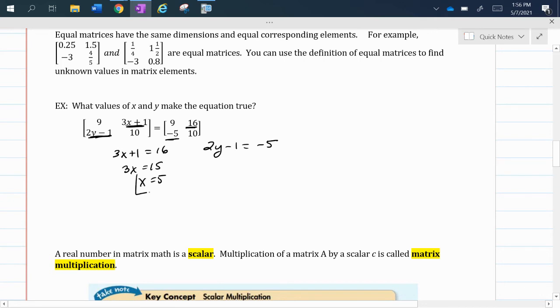So I get x equals 5, and I get y is equal to negative 2. So if two matrices are equal, we know that their corresponding entries are the same. They're equal. So we can use that to solve for variables.